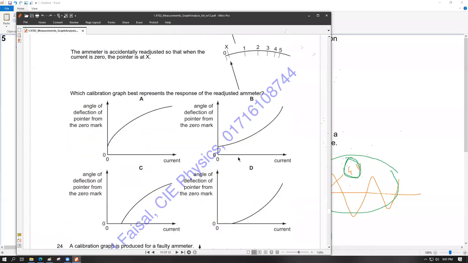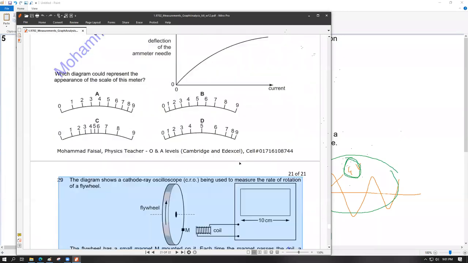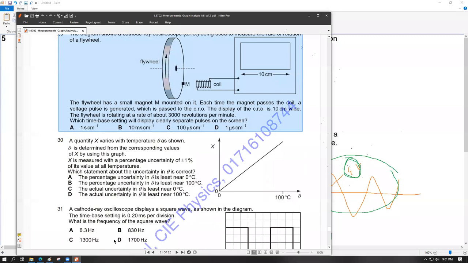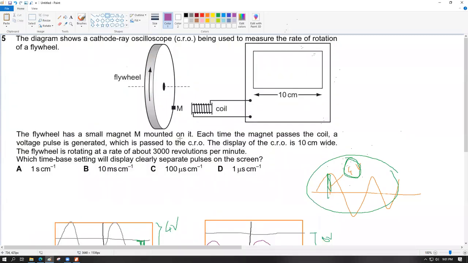So the question says further, the flywheel has a small magnet M mounted on it. Each time the magnet passes the coil, a voltage is generated, which is passed through the CRO. The display of the CRO is 10 centimeter wide. Important information: the flywheel is rotating at a rate of about 2000 revolutions per minute. Which time-based setting will display clearly separate pulses on the screen? Which of these time-based settings would be logical for us to use?